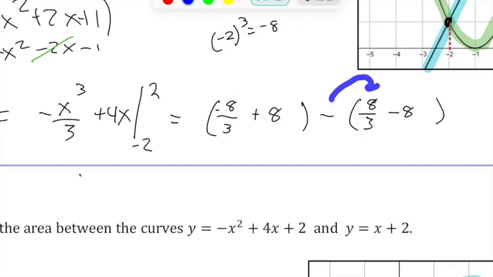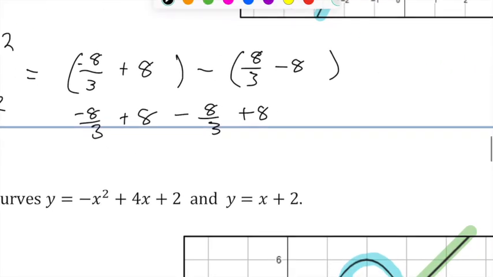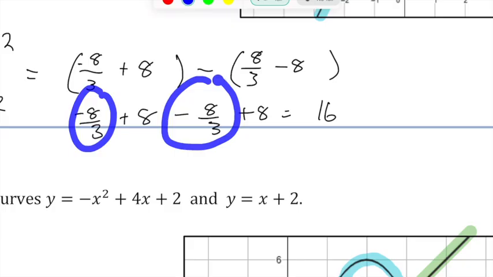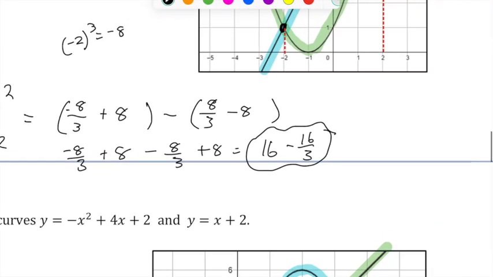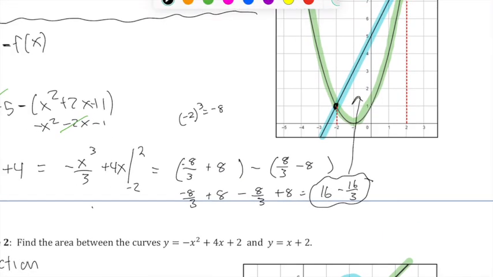And then if we go ahead and distribute, this is going to be -8 thirds plus 8 minus 8 thirds plus 8. And then this is going to be 8 plus 8, which is 16. And then we have minus 8 thirds and minus 8 thirds again. So same denominator, so just take the numerator, and you're going to get minus 16 thirds. And there you go. There is my area between the two curves. And that is this area here that I'm going to shade in yellow. And there we go. We did it by hand.